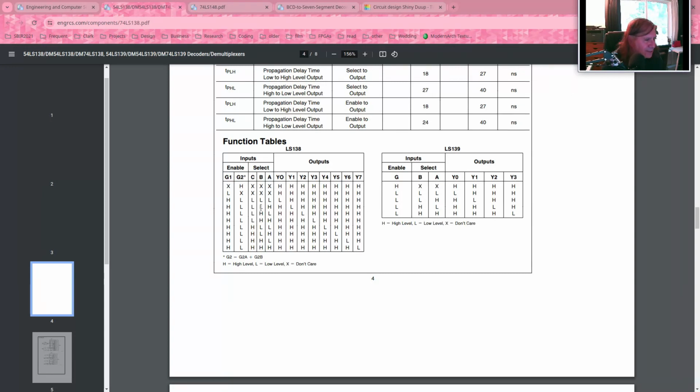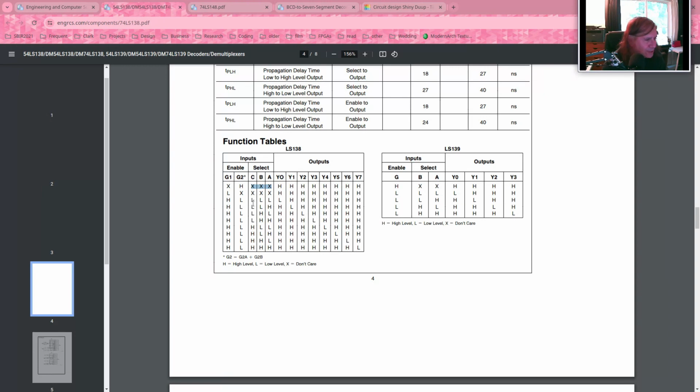And if our select inputs are all low, then output Y0 becomes low, and everything else is high. If our inputs A, B, C look like 1, 0, 0, so the binary number 1, then output Y1 is low, and all the other outputs are high. And it's low because our input G2 star is low. If our input G2 star is high, all the outputs are high. Doesn't matter what the select line is. So here they're using X's for don't cares on the inputs.